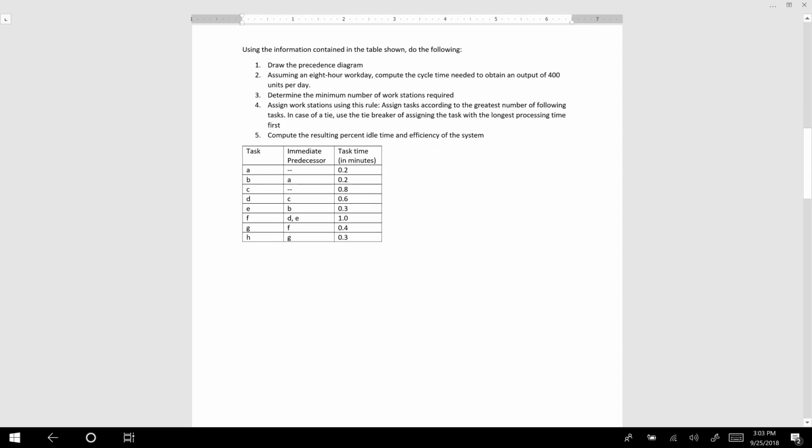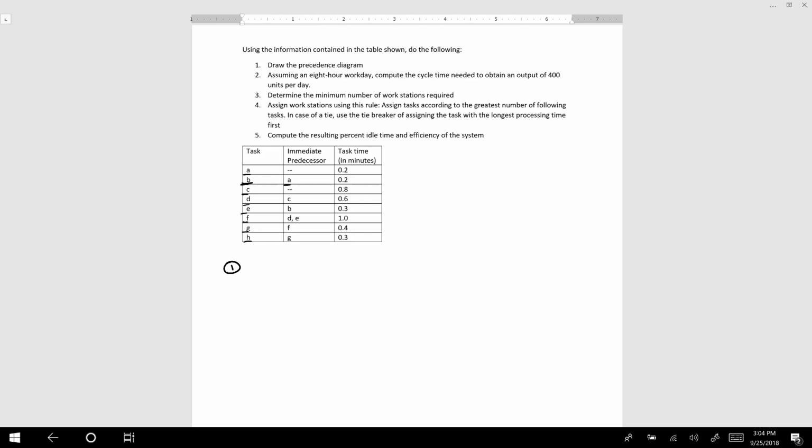So using the information contained in the table shown below, do the following. Draw the precedence diagram. So the first question, I will try to draw the precedence diagram. So in line balancing, mostly you have tasks. Here the tasks are A, B, C, D, E, F, G, H. And then the immediate predecessor means this task should be finished before the other task starts. For example, here B has immediate predecessor A. That means A should be finished in order for B to start.